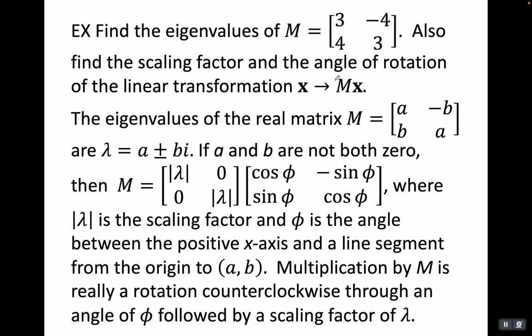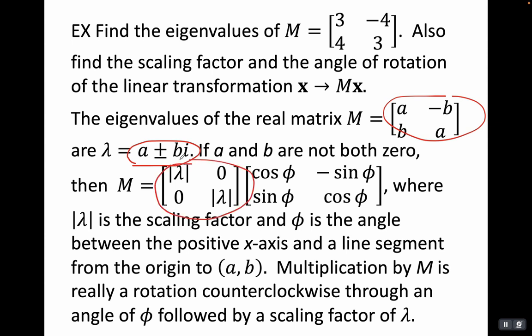Okay, the eigenvalues of the real matrix M equals [A, -B; B, A]. So again, when your matrix is in this form, A negative B, B A, the eigenvalues are going to be A plus or minus Bi. If A and B are not both 0, then M can be written in this way.